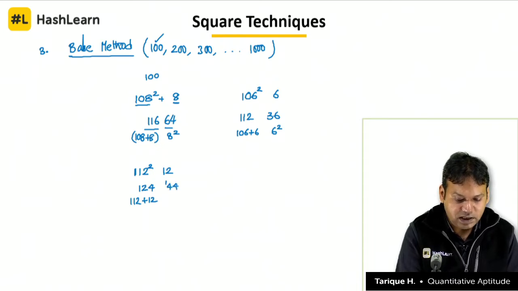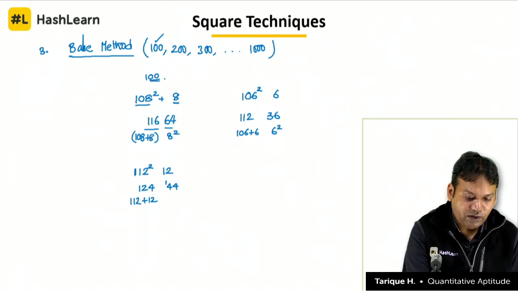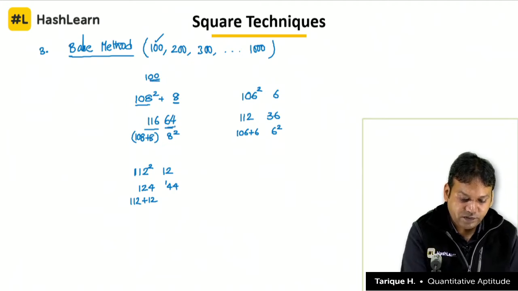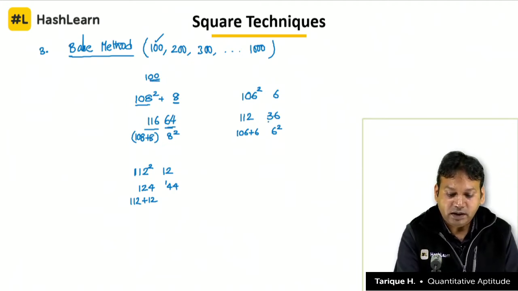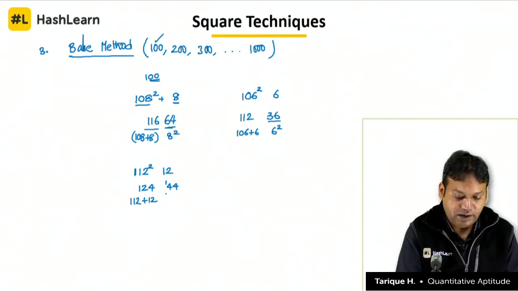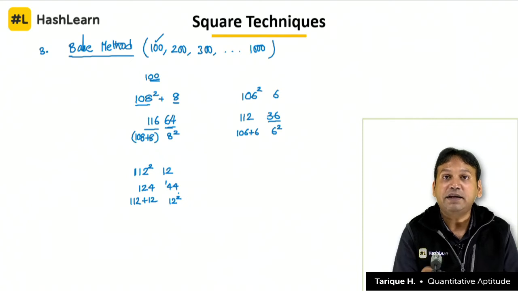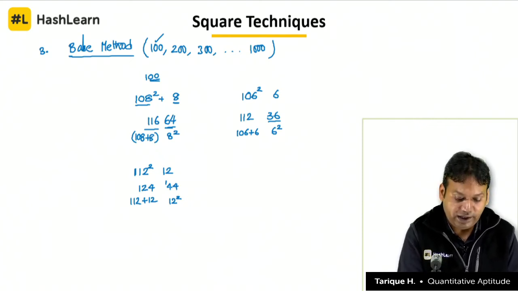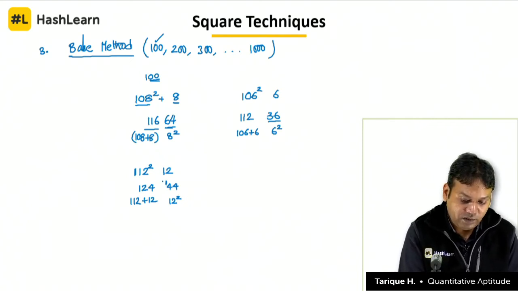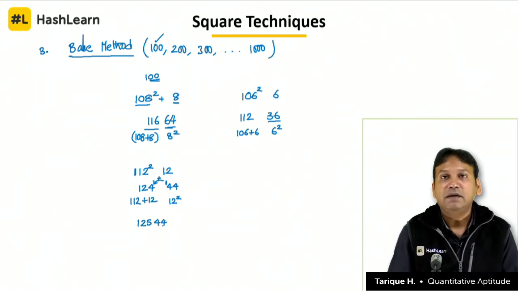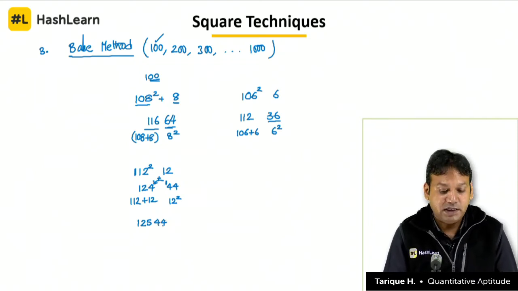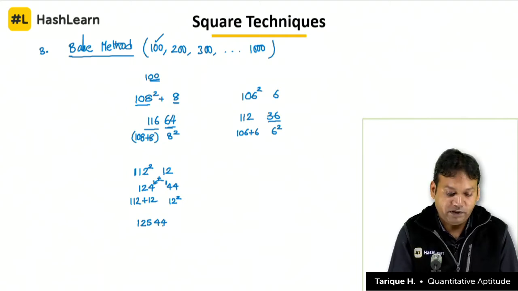See, when the base has got 2 zeros, we can write only up to 2 digits here. 64 is a 2 digit number, 36 is a 2 digit number, and 12 square, 144, is a 3 digit number. So take 44 and take 1 as carry. This one will get added to 124, and the final answer will be 12544. So with a little bit of practice, you can see how fast this technique will become for you.